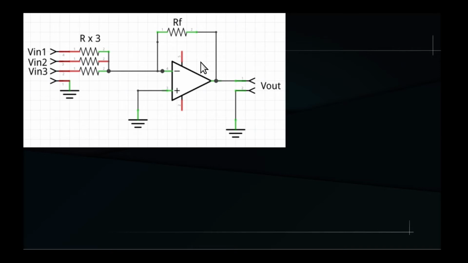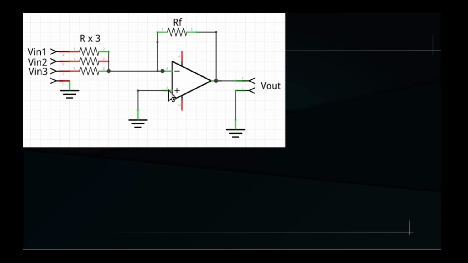We have the opamp with a negative feedback given by the resistor RF. The non-inverting input goes to ground, and the inverting input is connected with a number of inputs via resistors that have all the same values, which we identify with R. At each input we have a different voltage, Vin1, Vin2 and Vin3. Let's see how this circuit works.